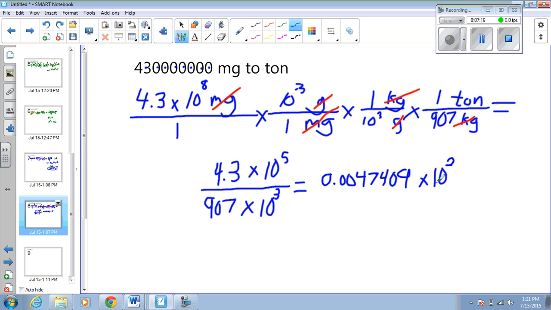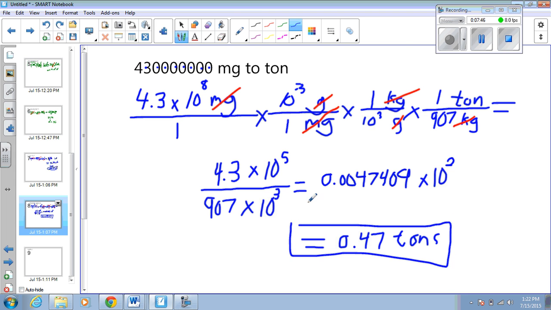And if I multiply through, we get 0.47 tons. Why is it 0.47 tons? Started with 2 significant digits, so I got to finish with 2 significant digits. 10 to the 2 would be multiplying this by 10 2 times, 0.47 tons. So roughly a half a ton. That many milligrams is roughly a half a ton.